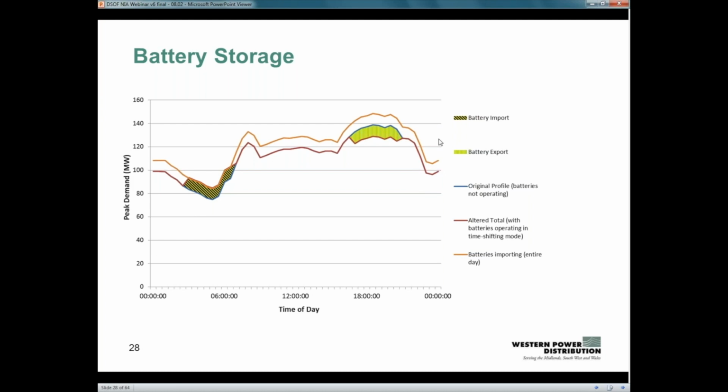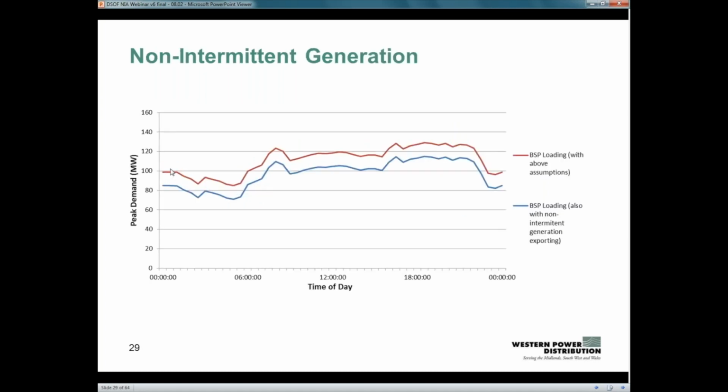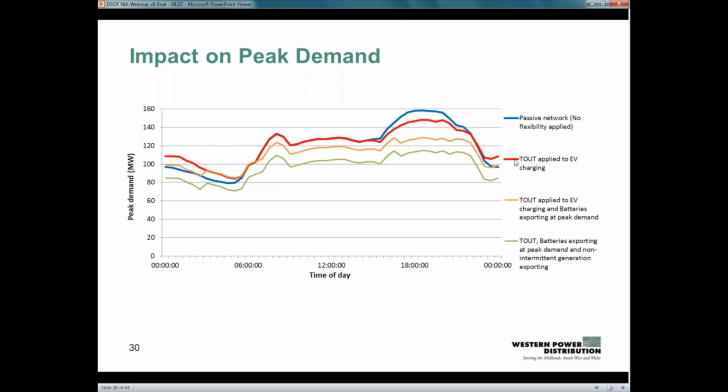And then if we could take that one step further and we could actually contract with all 9.5 megawatts of batteries for them to time shift at peak demand, we see that there's actually a further 10 megawatt reduction. And depending on what markets they're playing into, they may in reality be importing and exporting multiple times of the day. The non-intermittent generation, same again. If we could contract with the generators, we could see about a 22 megawatt reduction in the overall peak demand from a BSP perspective. So what does that look like once you put them all together?